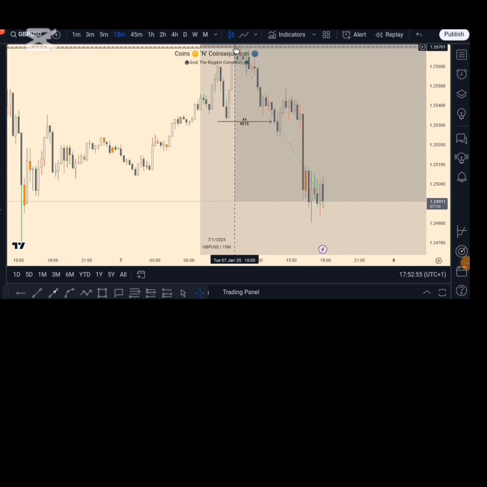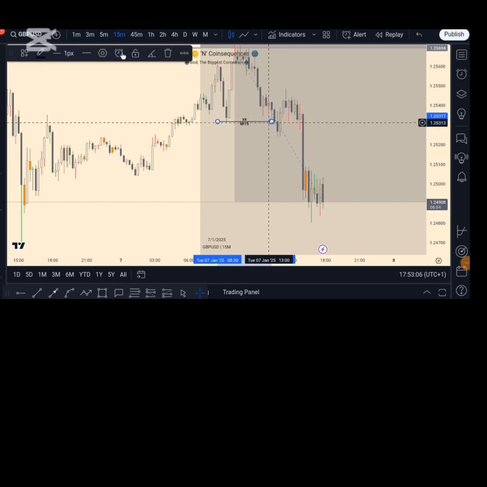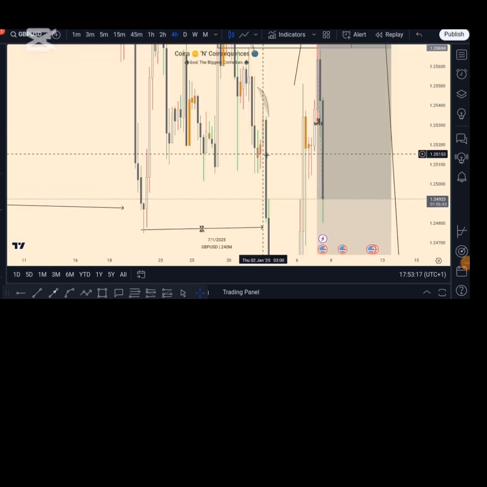So once price mitigated the 4-hour PO high, came down to take out this 15 minutes low, which was a change of character for me, if you ask me. So once price did that, I knew I was ready to short. So let's go back to 4 hours. Let's see what we have on 4 hours.